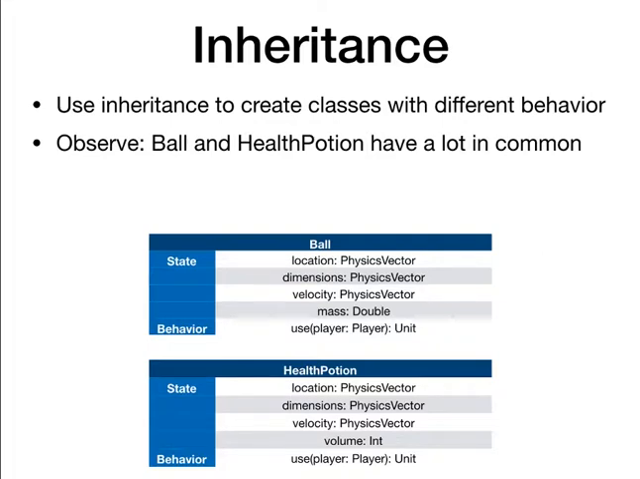game. But one observation we can make is that ball and health potion have a lot in common. They both have a location, a velocity, dimensions, and something else that we'll come up with later. And a use method. Yeah, that's right. So 3 state variables are the same, and the name of the method that they have, the behavior that they have, is the same.